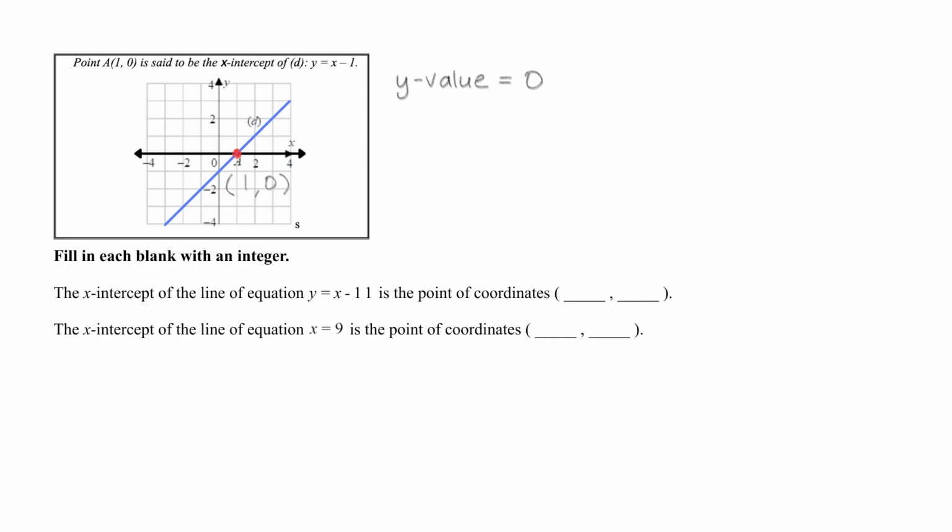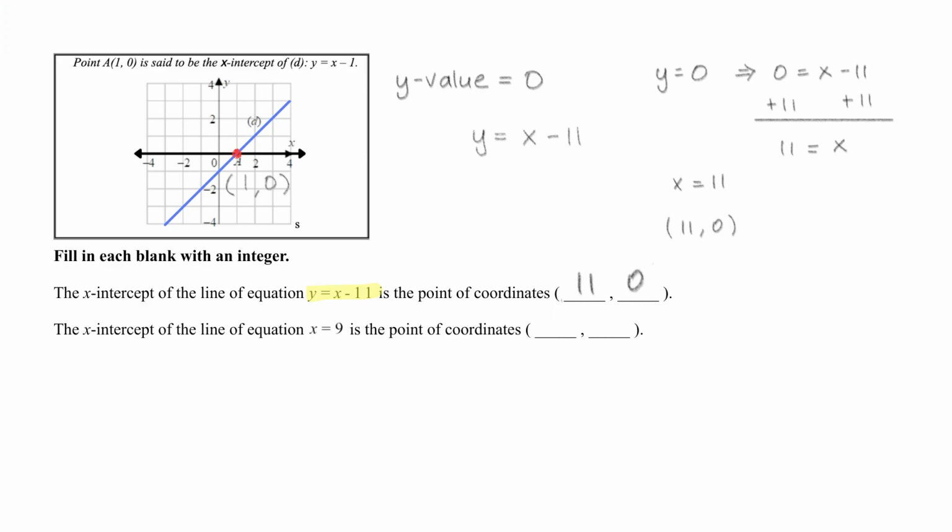The first function we are given is y equals x minus 11. Set y equals 0. 0 equals x minus 11. Now add 11 to both sides to get x by itself. X equals 11, so our coordinates are 11, 0.